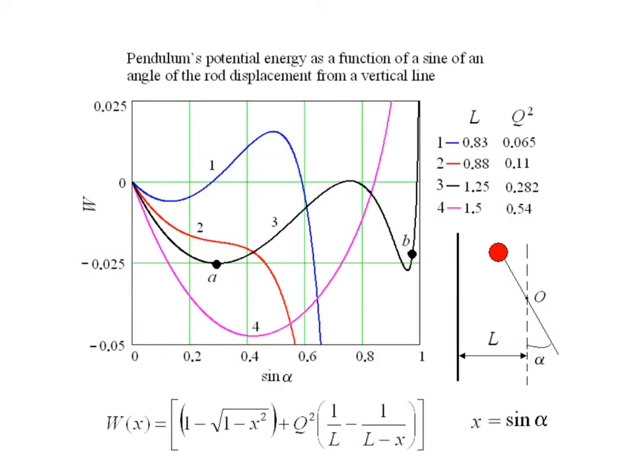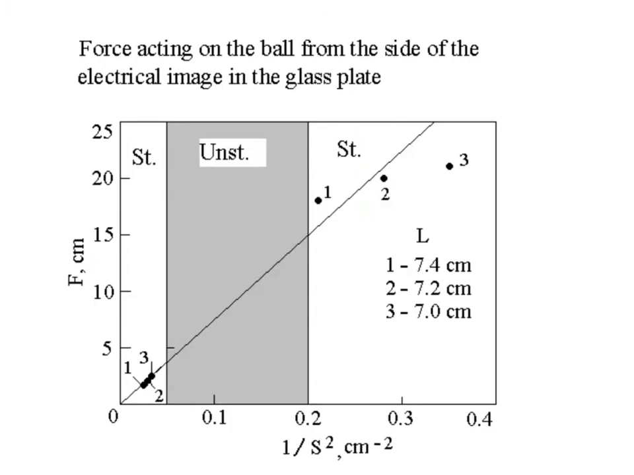The slide shows the plots of the pendulum potential energy as a function of the sine of the angle of the pendulum rod displacement from the vertical line at different values of the control parameters. It can be seen that depending on the values of these parameters, the pendulum can move from the initial position to the only equilibrium position, flip onto the plate, or take one of the two stable equilibria. The dots indicate the equilibria shown in the previous picture.